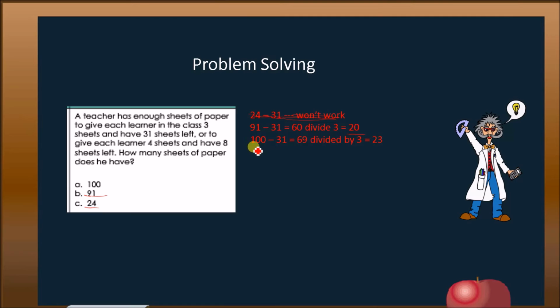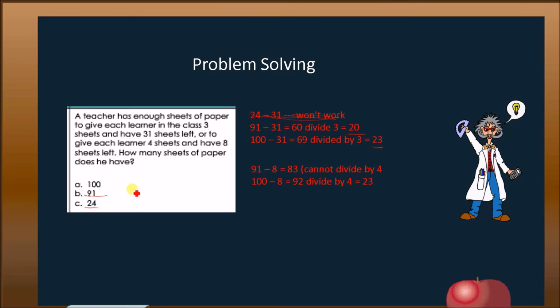One is a possibility. Let's test the 100. If you take the 31 sheets away that were left over, she must have dished out 69, and if every pupil got 3, we get 23, which means there should have been 23 pupils. Now, it's either one of these two scenarios. Now let's look at the second scenario. We know we're not going to try the 24 because we've already seen that's not going to work.